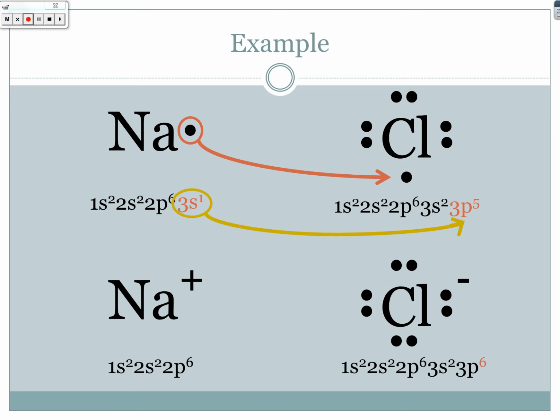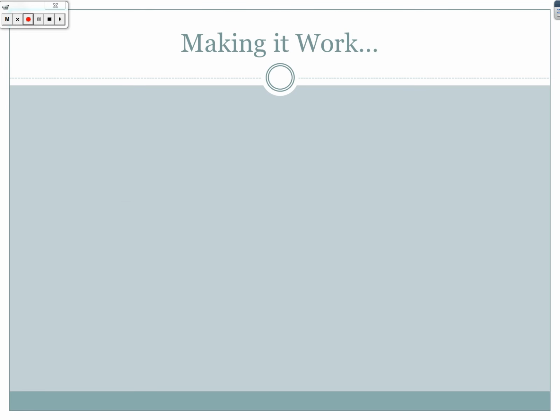And now sodium is 1s2, 2s2, 2p6, which is its full valence shell, and chlorine is 1s2, 2s2, 2p6, 3s2, 3p6 instead of 5, so it's also got its full valence.